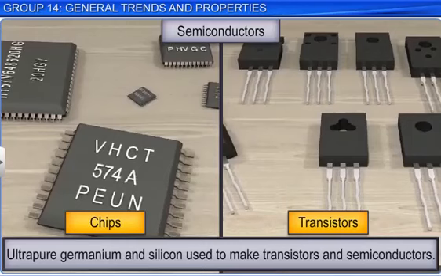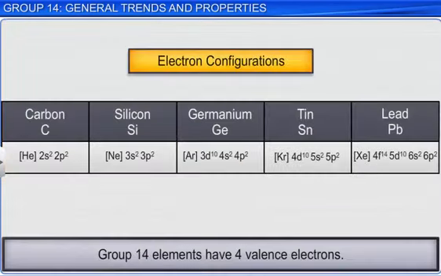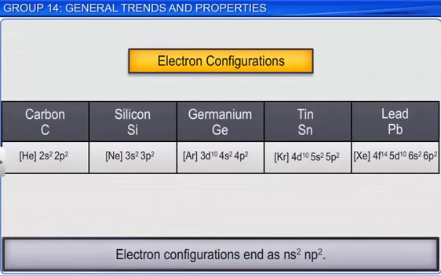All the group 14 elements have 4 valence electrons. The electron configurations of all of them end as ns2 np2. However, despite the similar valence configurations, their inner cores do vary down the column as the d and f sublevels become available.